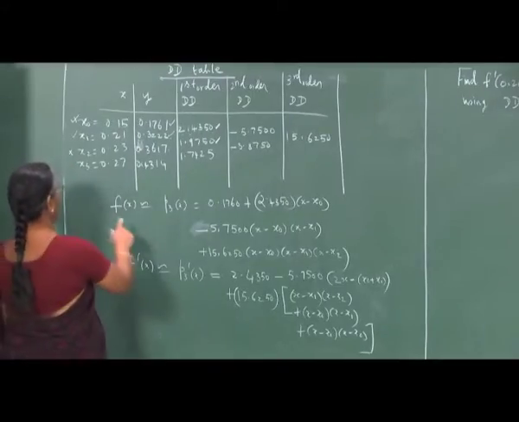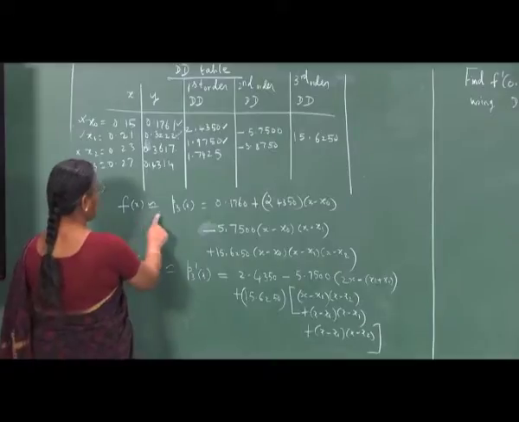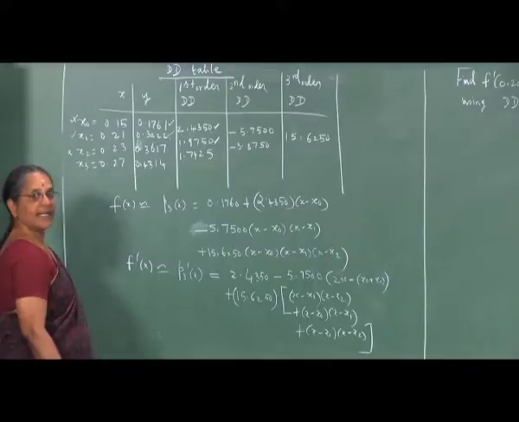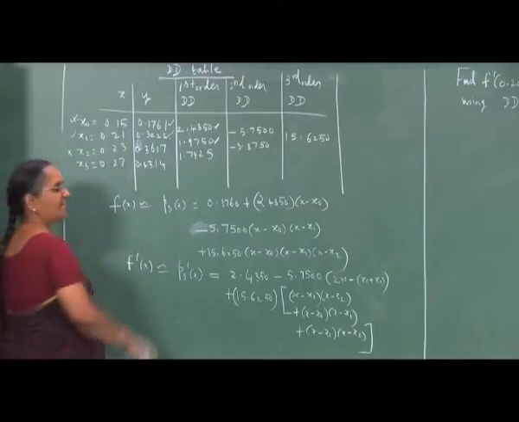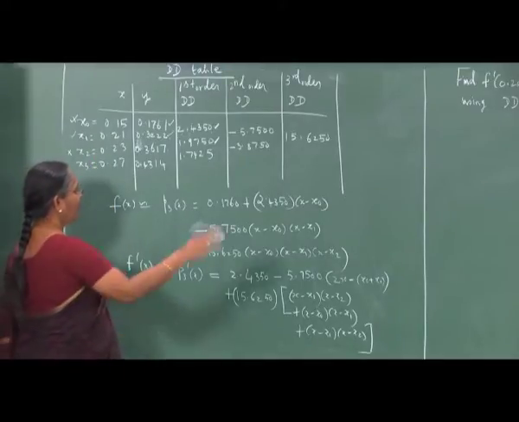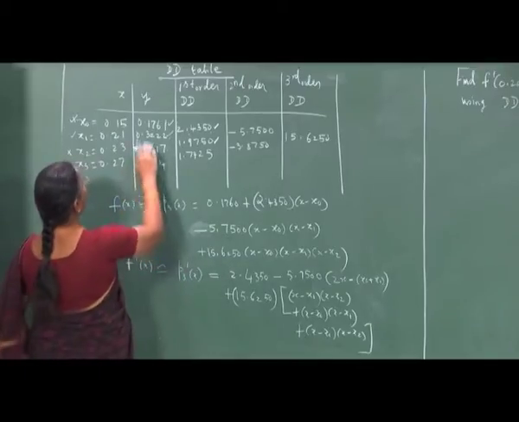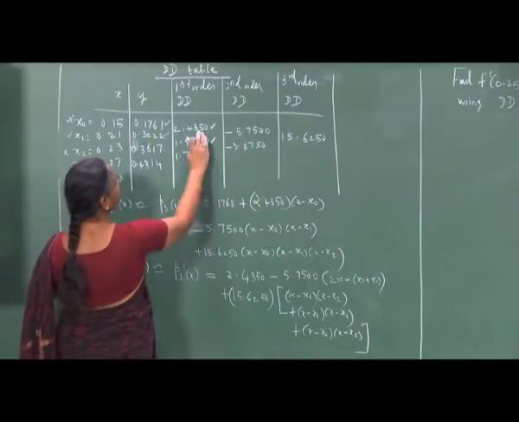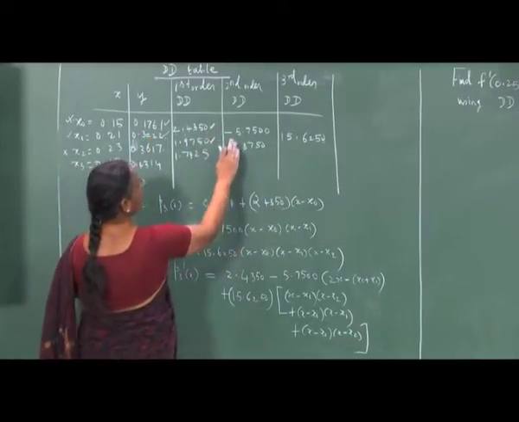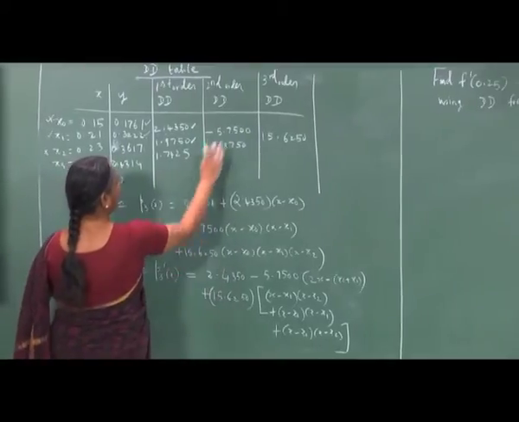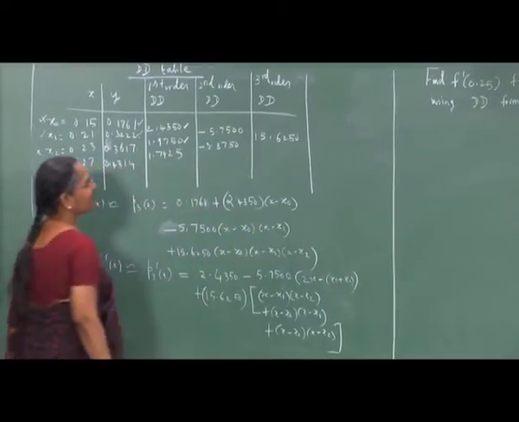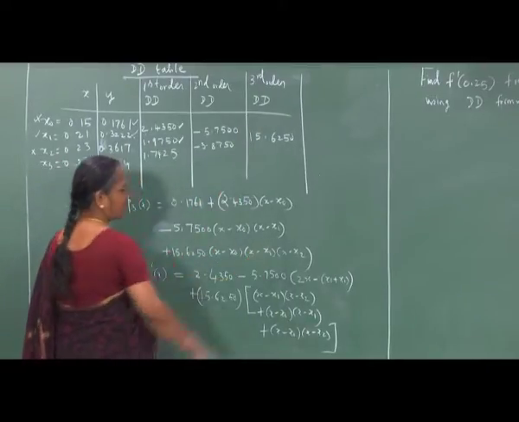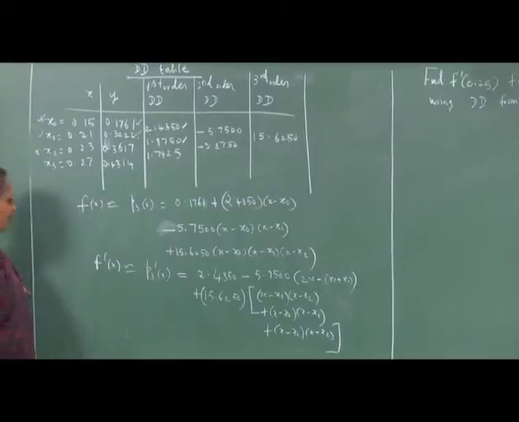We require f of x, which is approximated by a polynomial p3 of x of degree at most 3, given information at 4 points. So, we know that p3 of x is given by 0.1761 plus this entry into x minus x0. The next term will be this entry into x minus x0, x minus x1, and the last term will be this into x minus x0, x minus x1, x minus x2.